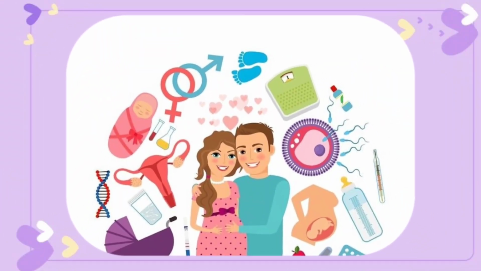Fertile period is that time of your menstrual cycle when you have the highest chance to conceive. Understanding this phase of your menstrual cycle is very important. Whether you're planning to conceive or you're planning to delay your unplanned pregnancy, knowing your fertile period is very crucial.